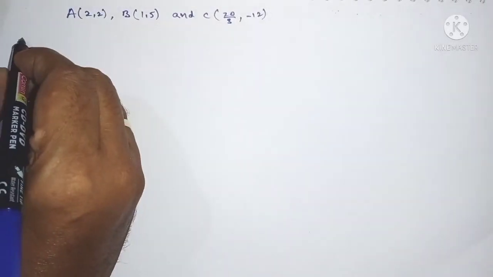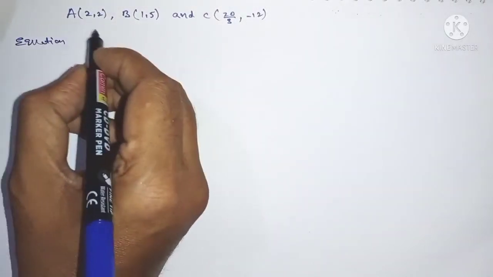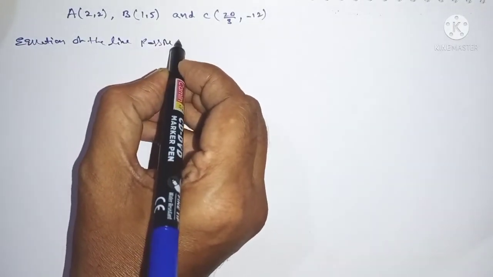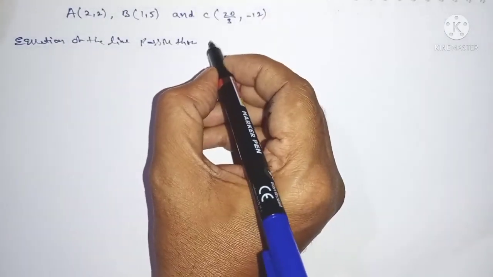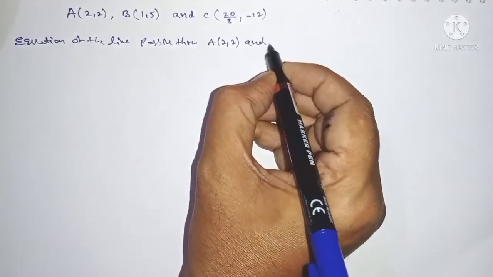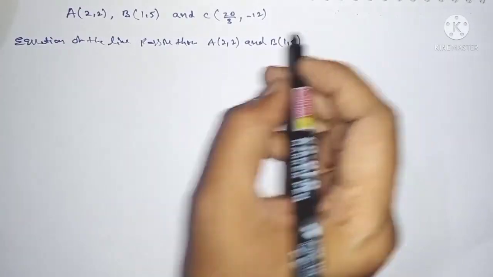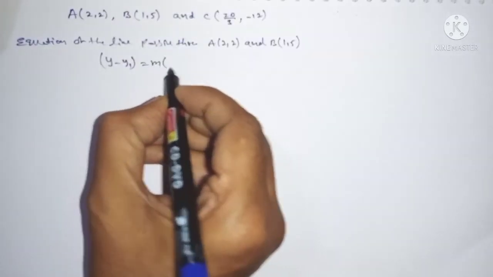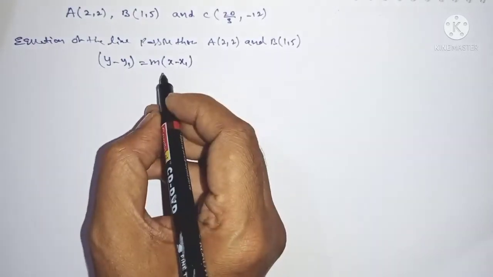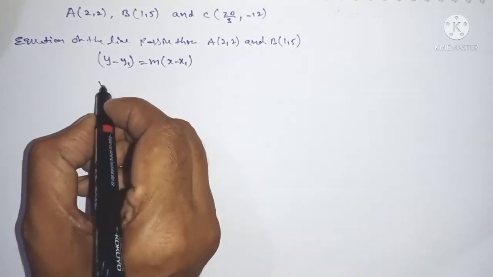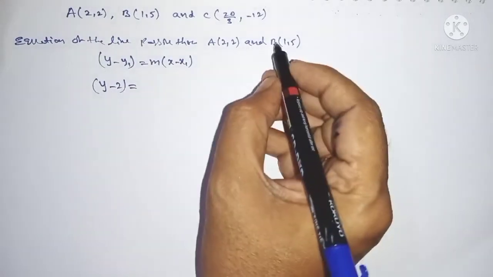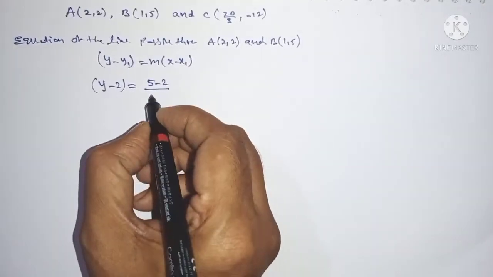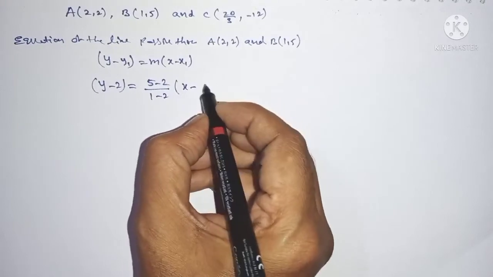Then you can write first the equation of the line passing through A of 2 comma 2 and B of 1 comma 5. What is the formula? y minus y1 is equal to m into x minus x1. Therefore, you can find the m value. How can we write here? y minus 2 is equal to y1 minus y2, 5 minus 2 by 1 minus 2, times x minus x1, which is 2 only.